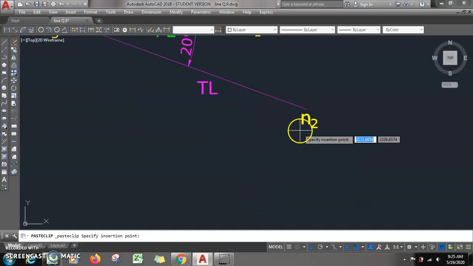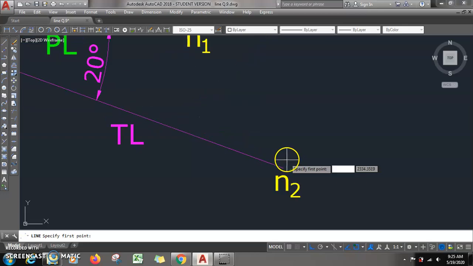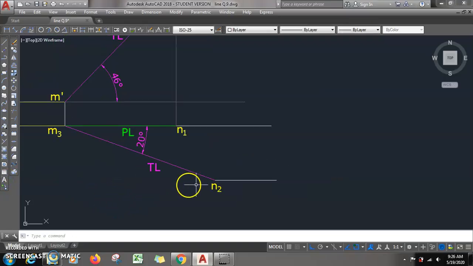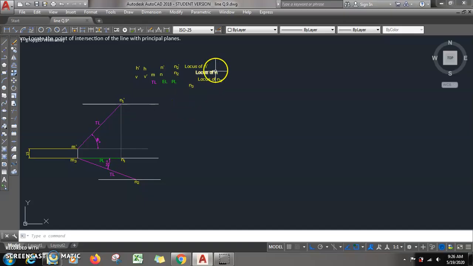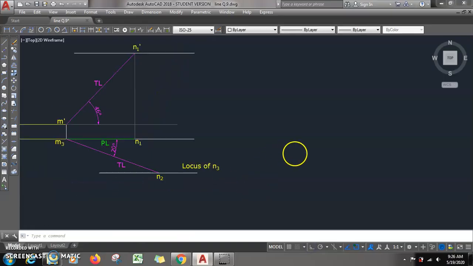ये point कौन सा है? This point is N2, and N2 में से जो line pass होगा from N2, whatever line is passing, उस line को क्या बोलेंगे? It is locus of what? M. As this point M3 is arbitrary, this locus is also arbitrary. So this locus is called as locus of N3.